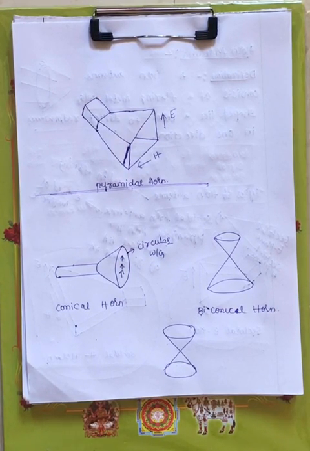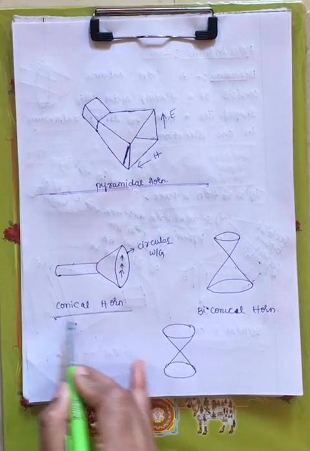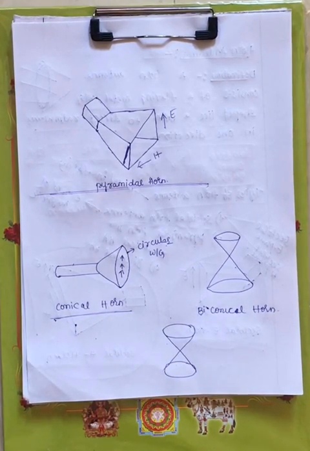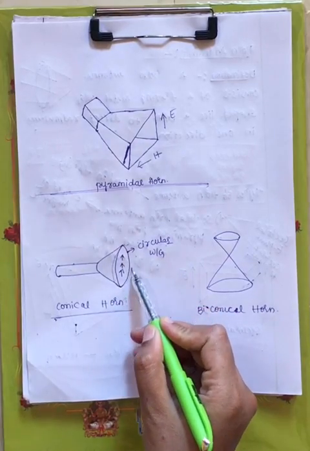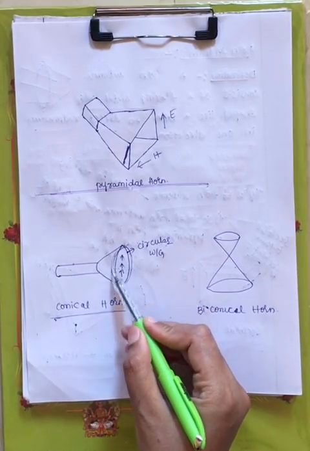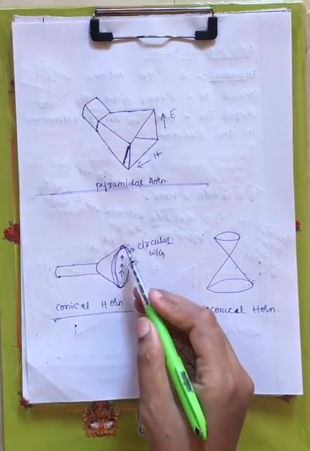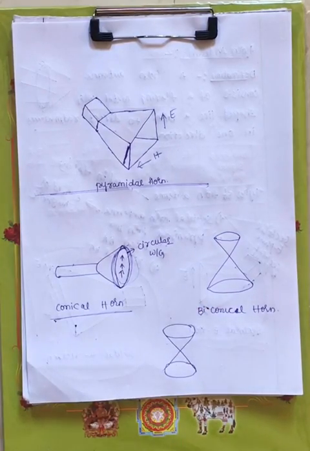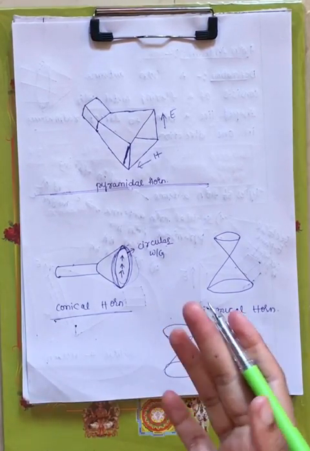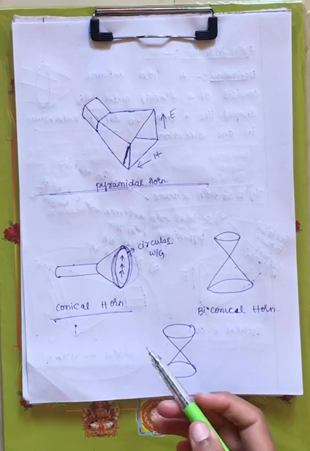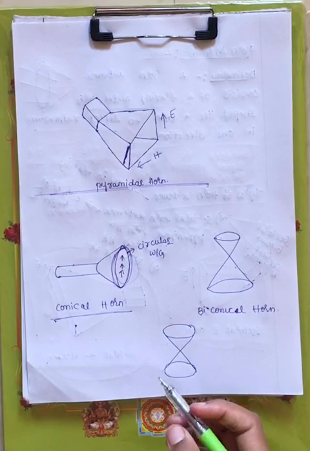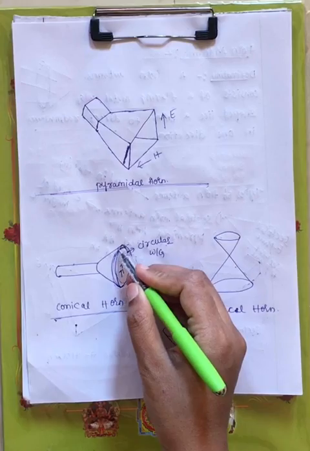Now coming to the third horn, that is the conical horn. The third horn is your conical horn. This is your circular waveguide. This is the structure of your conical horn, and here we are using a circular waveguide, whereas under pyramidal and sectoral we are using a rectangular waveguide. Here the walls of the circular waveguide are flared.